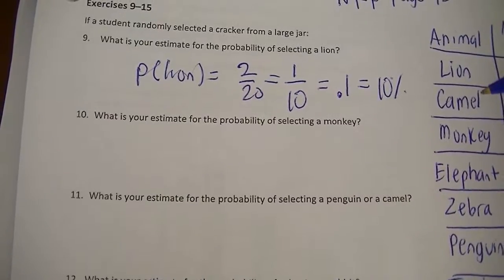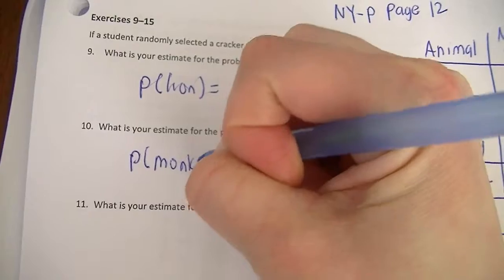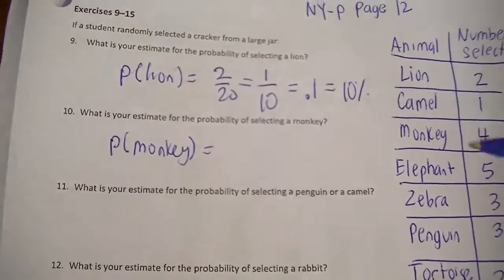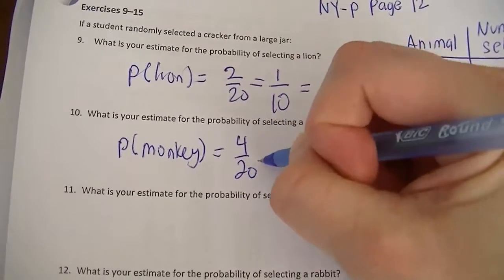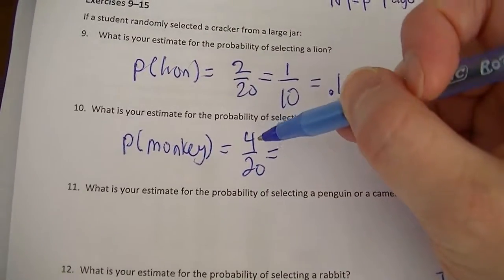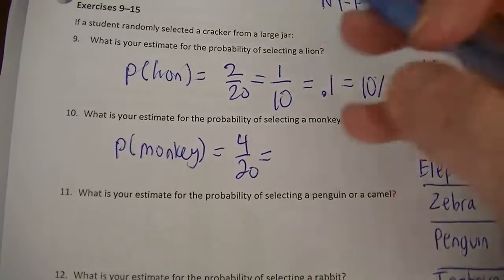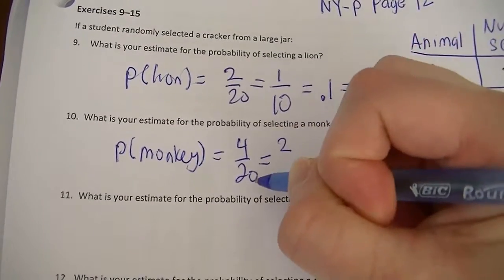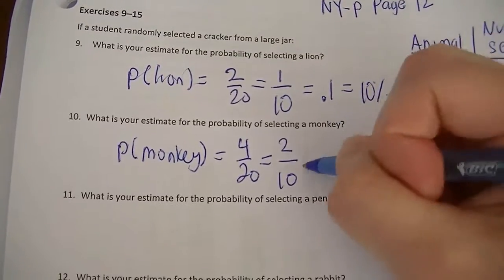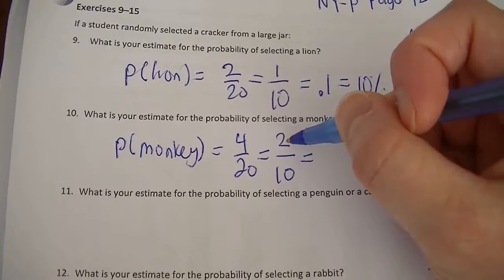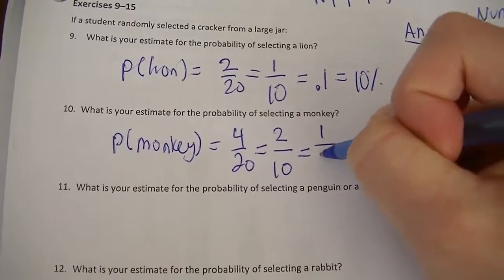Number 10, what's your estimate for the probability of selecting a monkey? So label it like this, probability of selecting a monkey. There are 4 monkeys represented out of the 20. Let's simplify this fraction. A number that goes into both 4 and 20, one that I can think of right off the top of my head is 2, so 4 divided by 2 is 2. 20 divided by 2 is 10. And I can simplify it even further. A number that goes into both 2 and 10 is 2, so 2 divided by 2 is 1. 10 divided by 2 is 5.